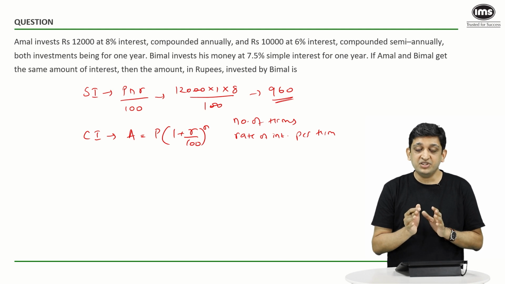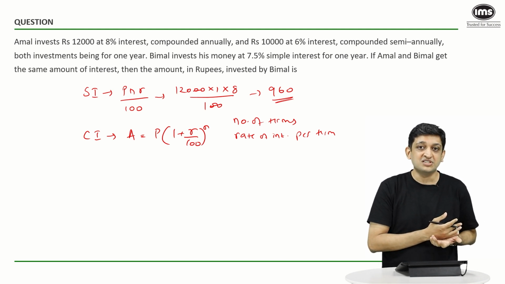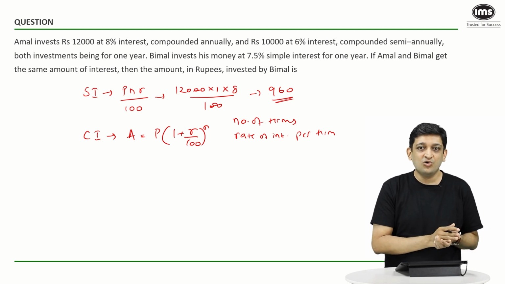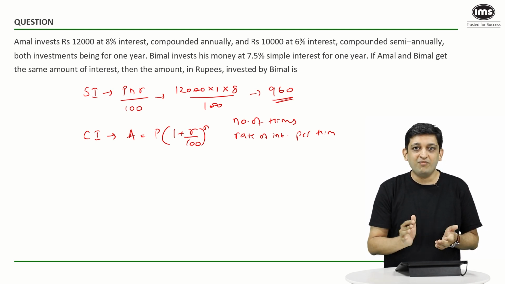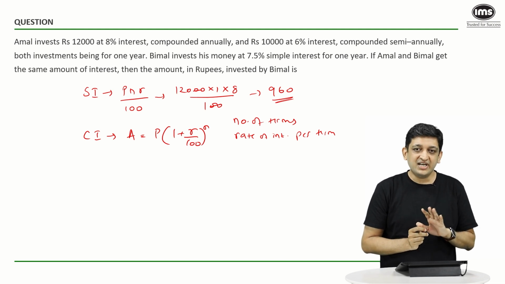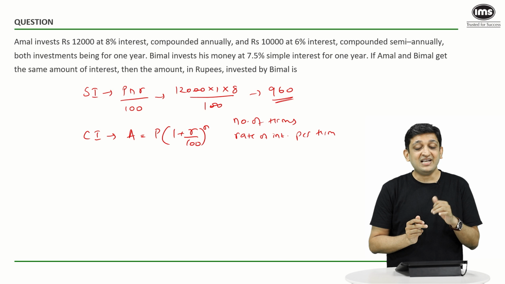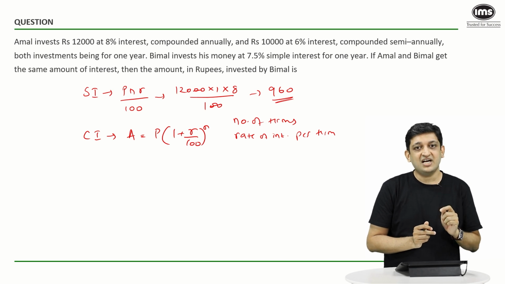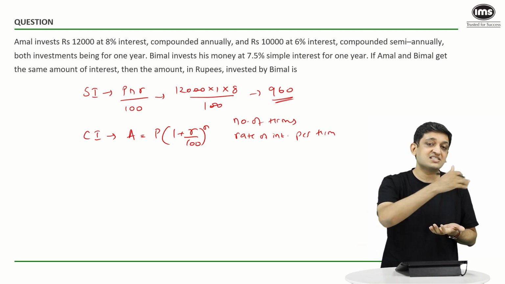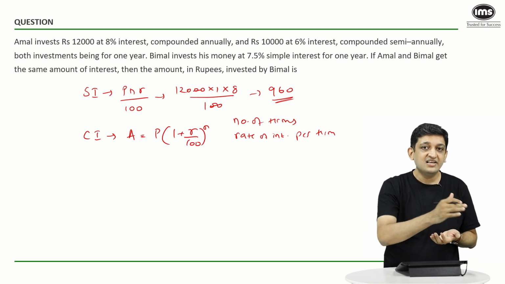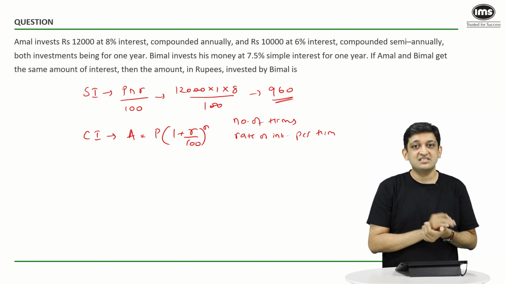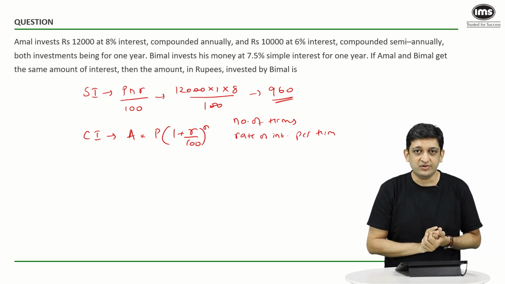It's not going to happen that you are going to get 6% every 6 months. Otherwise, the entity that is giving this loan to Amal will go bankrupt very soon. So Amal is going to get 3% every 6 months, but at the end of 6 months, whatever interest Amal gets is going to be absorbed back as principal, and the next installment will be 3% of this new principal. That is very important to understand.